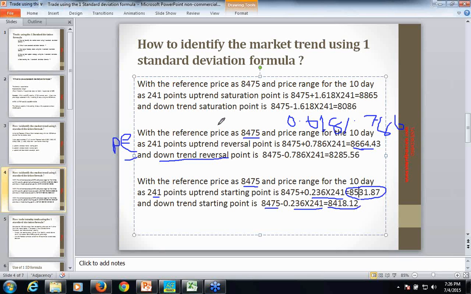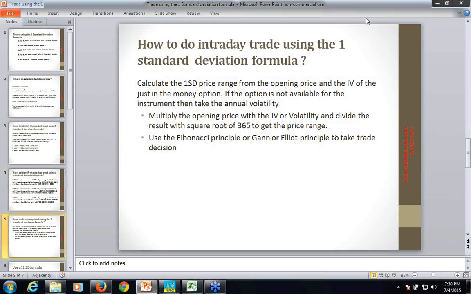Suppose this reversal point doesn't come true and the trend continues, then there is a chance of the 1.618 retracement level. It can give you Nifty at 8865 or a downtrend level of 8086. Whichever comes true, the market can move based on that. So this is how you should use the one standard deviation formula's price range for taking your trade decisions.